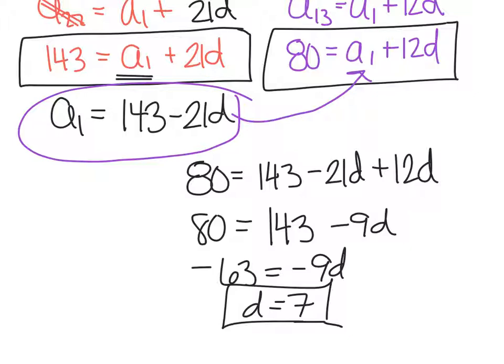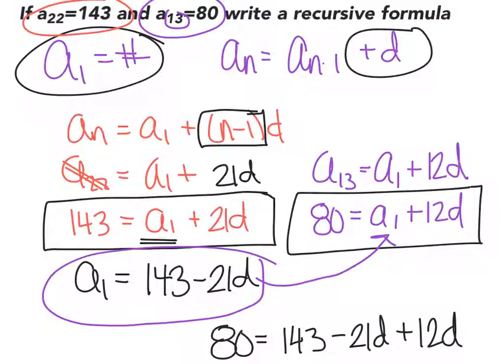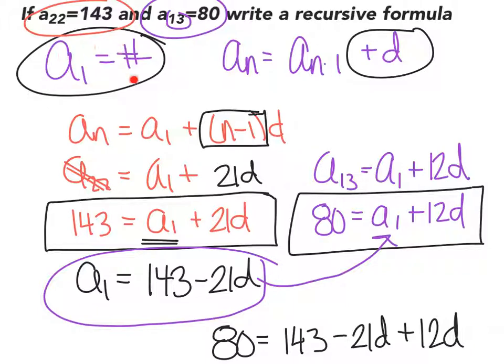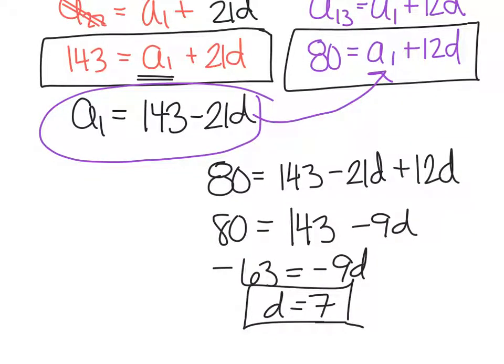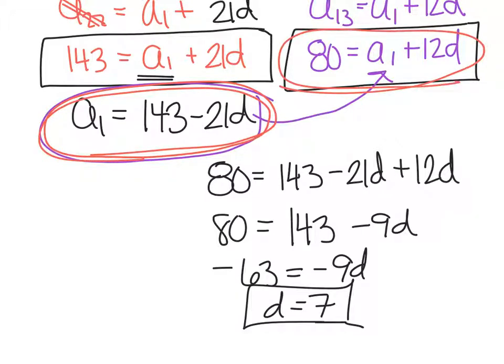Now again, we're not done until we think about what we need. To be recursive, I need the first term and the previous term plus the difference. So right now I have the difference. I still have to figure out the first term. Well, look how simple this is. You have two equations. Both say a sub 1 equals. So I have this equation, or I could use this equation here. Since this one already says a sub 1 equals, I'm going to use this one.